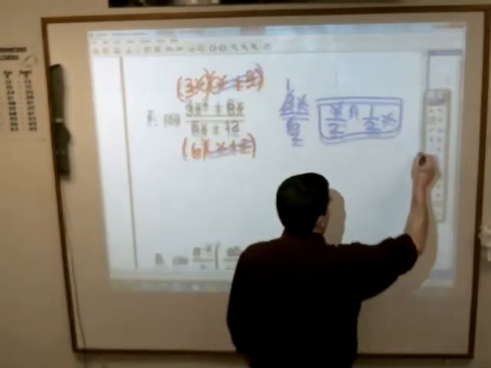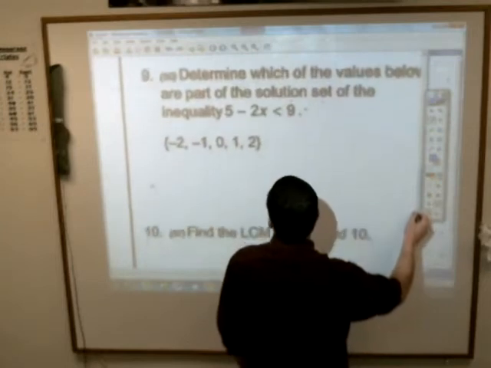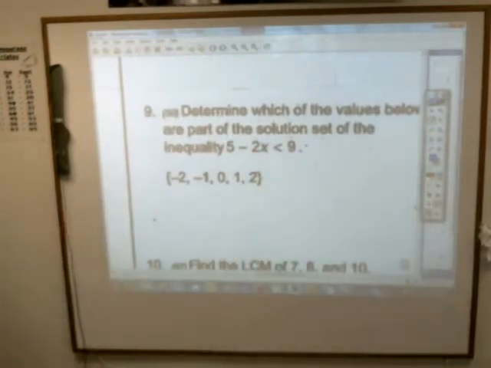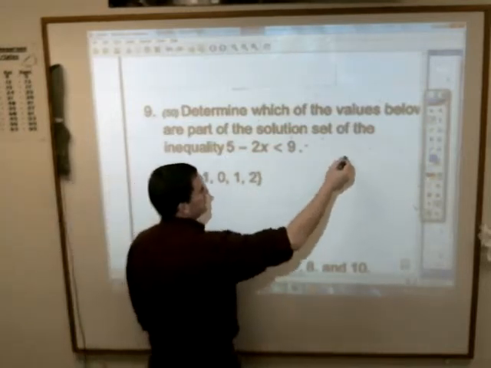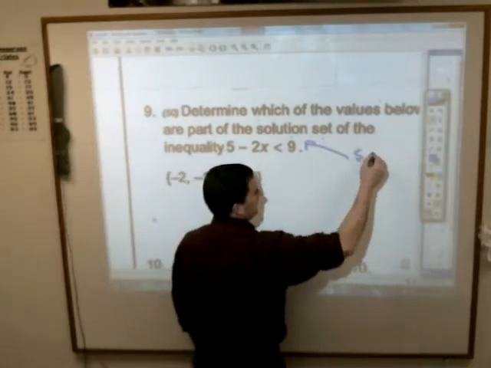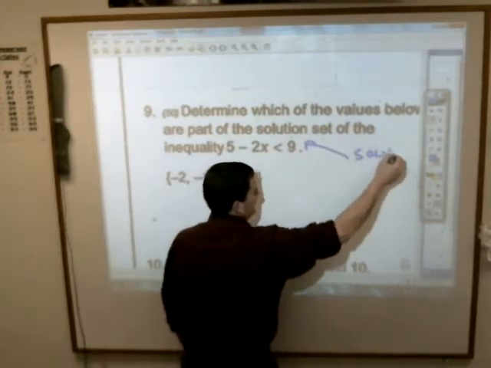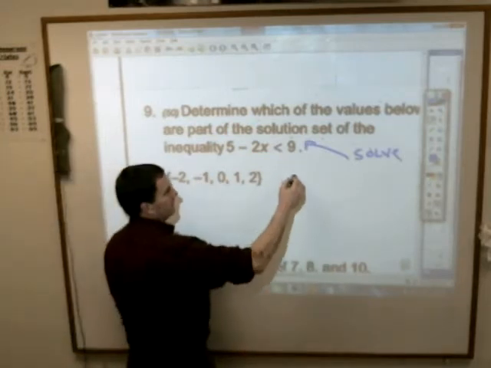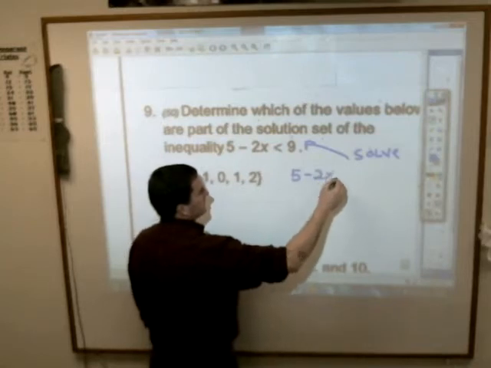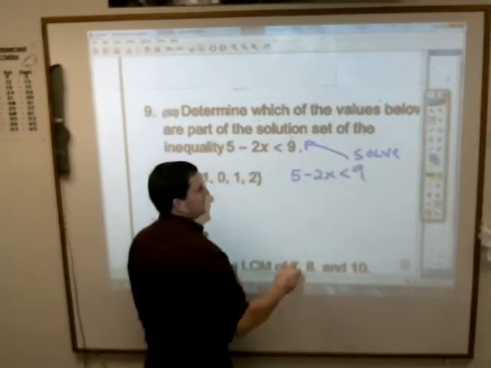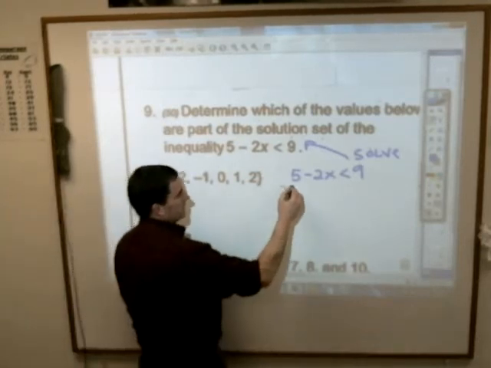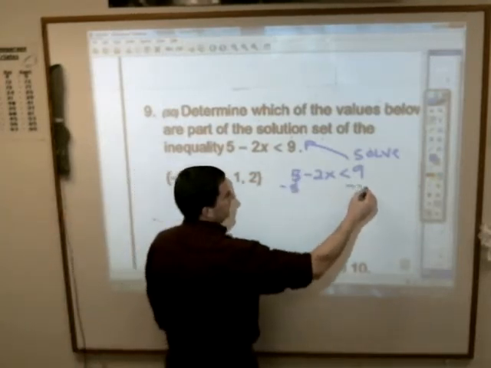Is that on this page? I know what to do, just what do they mean? Determine which of the values below are part of the solution set of the inequality. Well, the basic gist of this is you want to solve this. Solve this and then see if these fit in that answer. So if I have 5 minus 2x is less than 9, first thing I would do would be to do what? Subtract my 5 over.